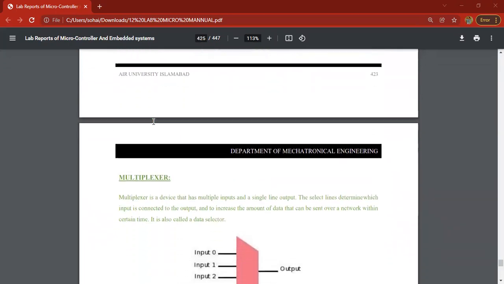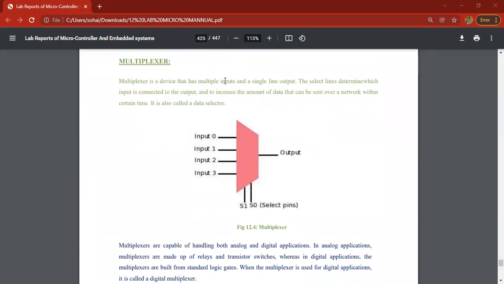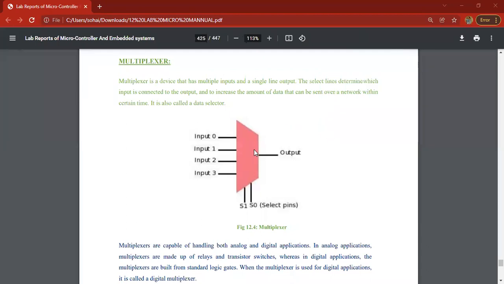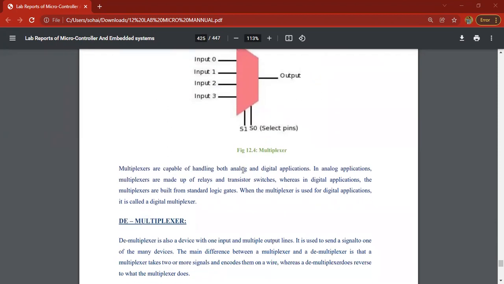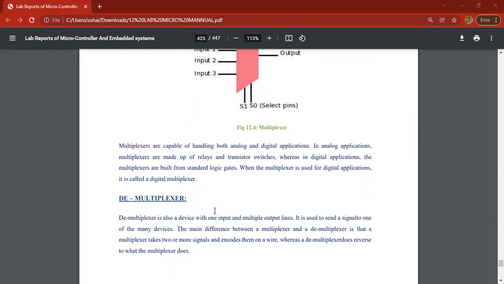Half subtractor is this. And mux is a device that has multiple inputs and a single line output. The select line determines which input is connected to the output, and it increases the amount of data which can be sent over a network within a certain time. It is also called a data selector. Multiplexers handle both analog and digital applications. In analog applications the multiplexer is made up of relays and transistor switches, whereas in digital applications the mux is built from standard logic gates.